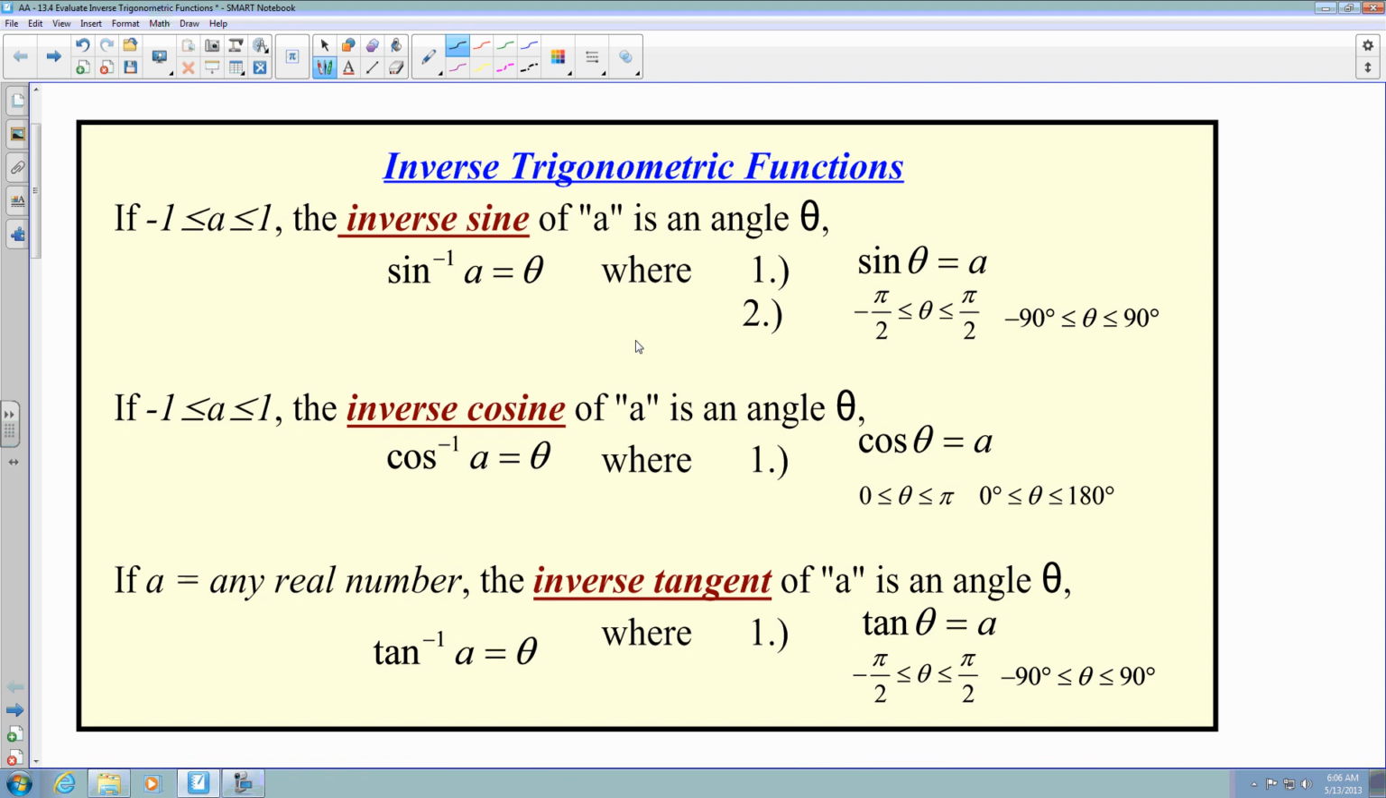One thing you have to keep in mind is that the value for the inverse sine must be between -1 and 1. If it's anything larger than 1 or anything smaller than -1, the solution is undefined. So make sure that the value is in between -1 and 1.